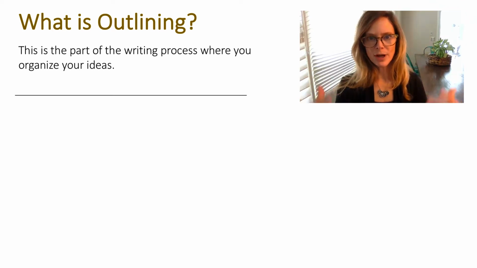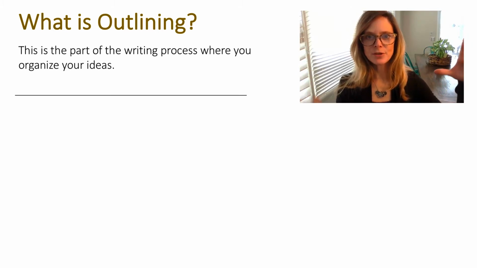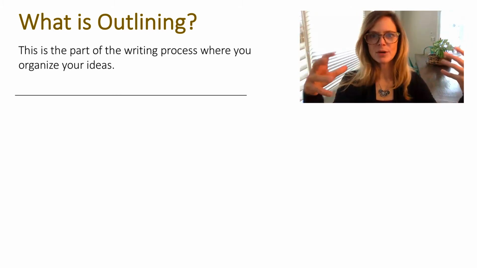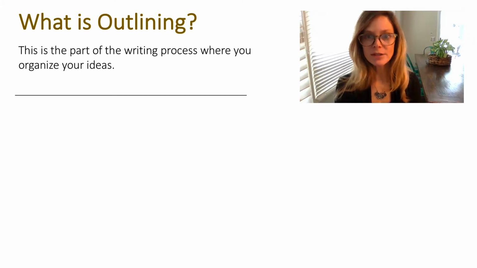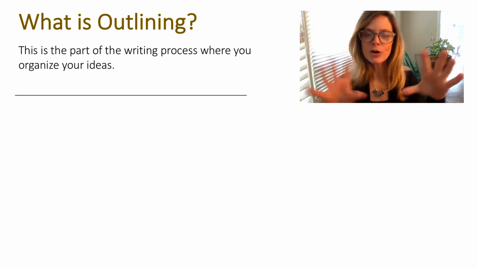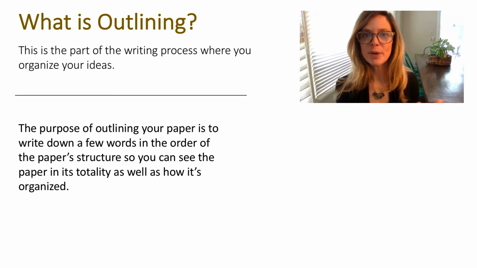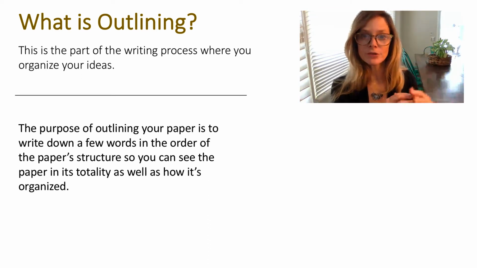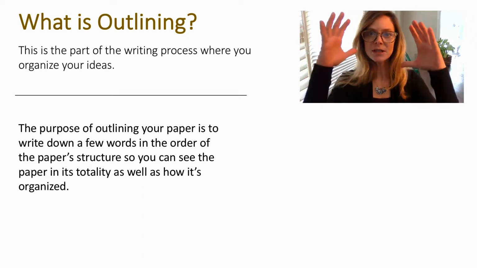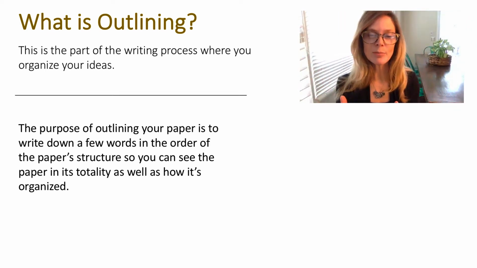It's the part of the writing process where you organize your ideas. It comes typically after we've brainstormed our ideas for our paper. Then we pick out which ideas we like the most, which we think will support our topic sentence or our thesis, and we organize them by the structure of the paper. So when you outline, we just put a few words in the order of the structure of the paper, so you can see the framework or the paper in its totality and how it's organized.